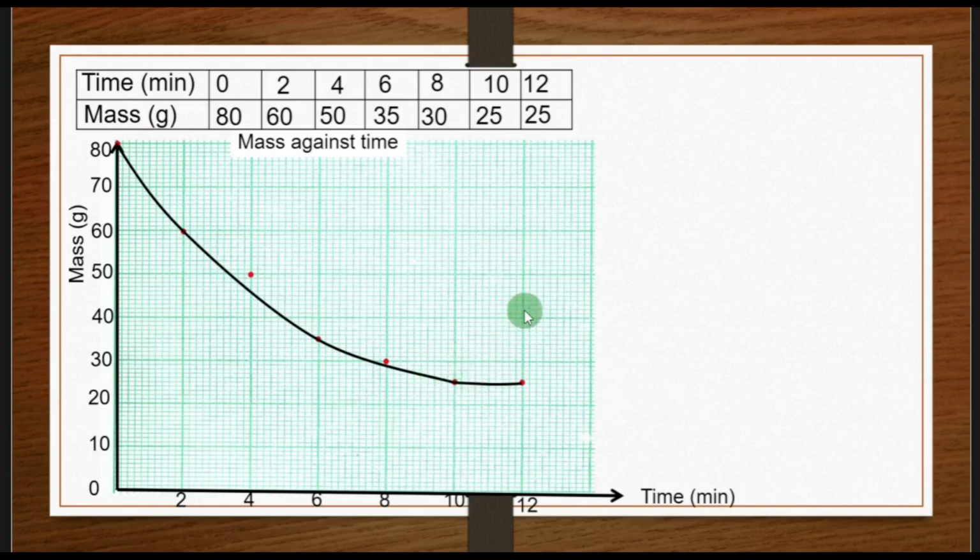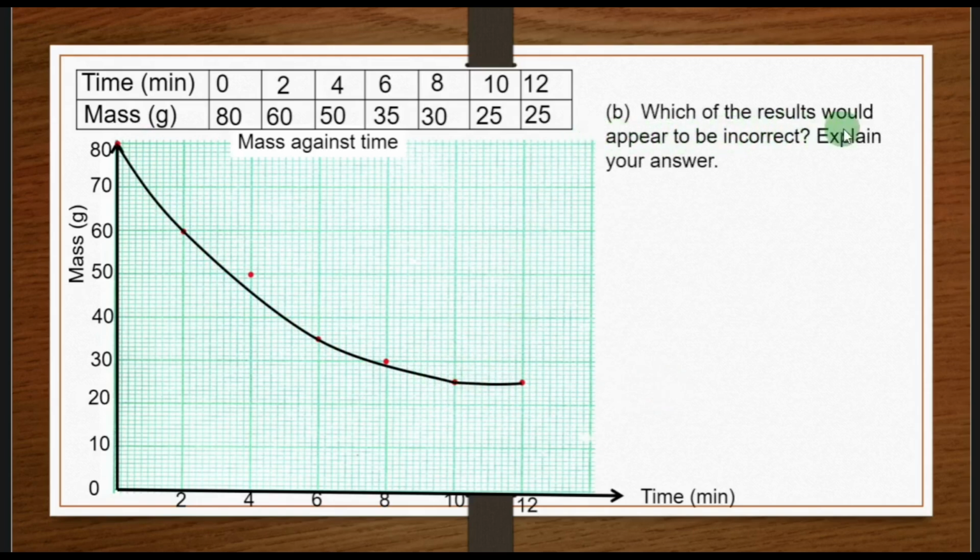Now after you plot, there will be a question like this one, which says which of the results would appear to be incorrect. So of these plotted results here, which one would appear incorrect? Like this one through which the line has not gone through, which is actually 4, 50. And they're saying explain your answer. It gave a drastic decrease in the rate of reaction. So this one gives a drastic decrease in the rate of reaction.